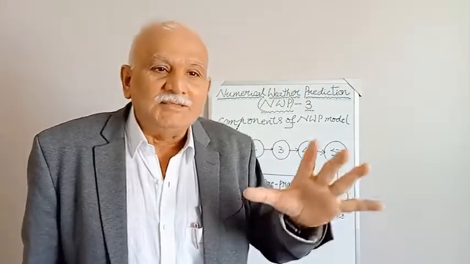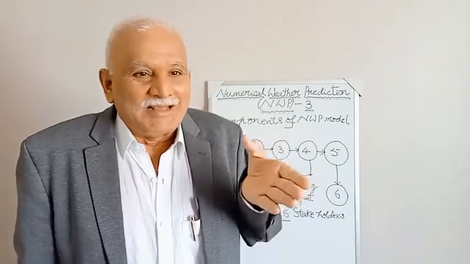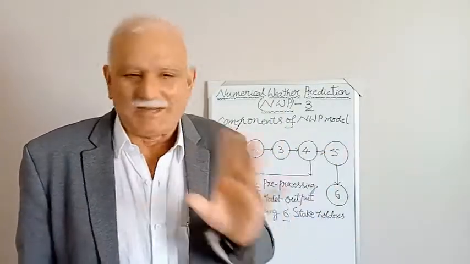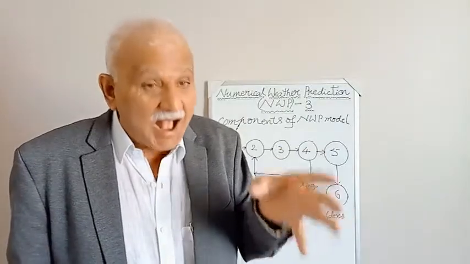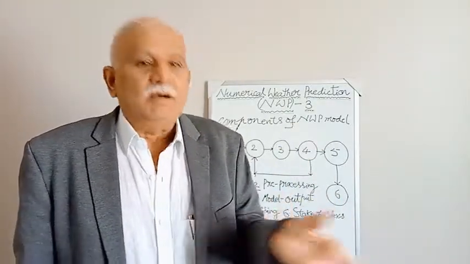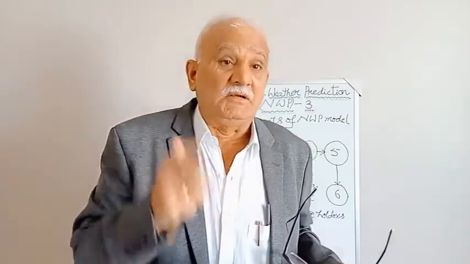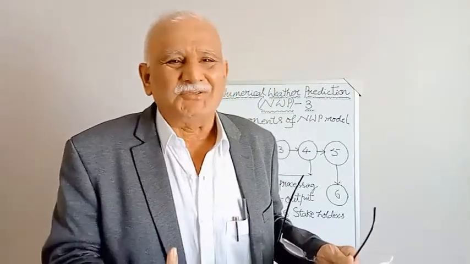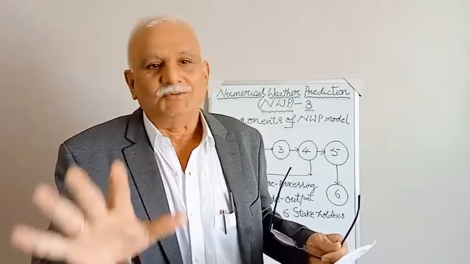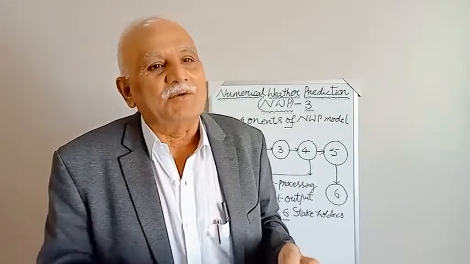This is what the dynamical system is. A dynamical system is the one which evolves with time, number one. It needs some rules. So it also has to follow certain equations of basic physics, equations of motion in the atmosphere, in other words.